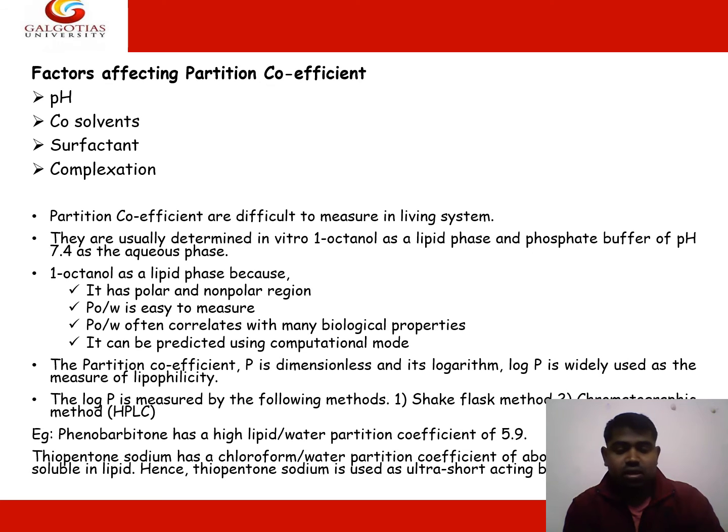Suppose your drug has a log P less than 5, that means it is more likely to cross the CNS, that is, the blood-brain barrier. It will be easily crossed. Log P is measured by the following methods: the shake flask method, and the chromatographic method HPLC, that is high performance liquid chromatography. You can use these two techniques to measure the log P value. Another example we will study one by one.